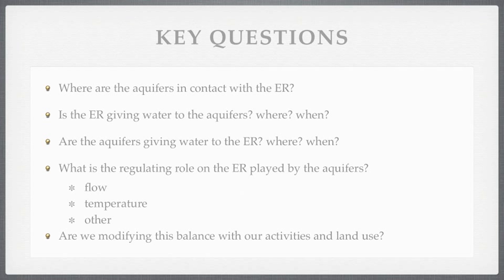In particular, if they provided an important part of the low flow in the summer, if they were controlling the temperature of the Englishman River and other parameters. We also wanted to know if activities conducted by humans at surface were having an impact and could have an impact on this dynamic between the Englishman River and its aquifers.